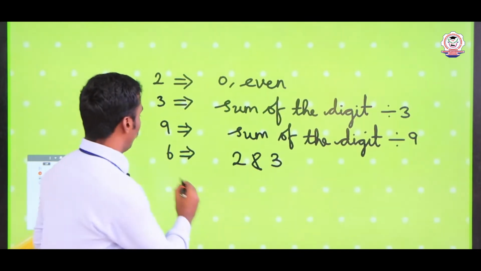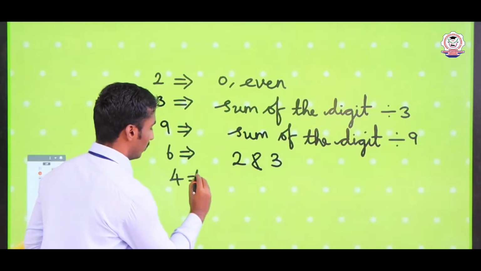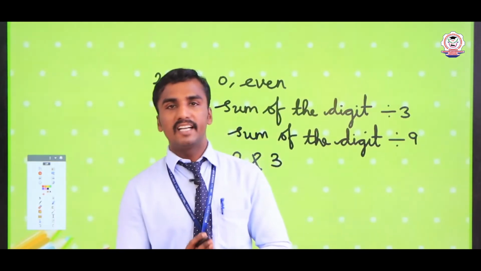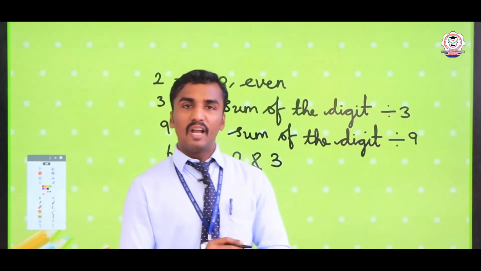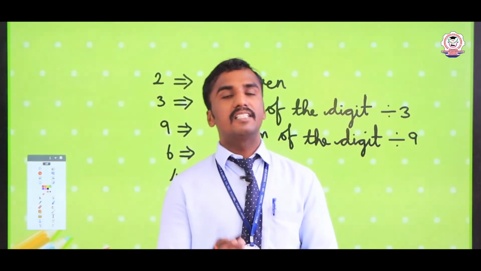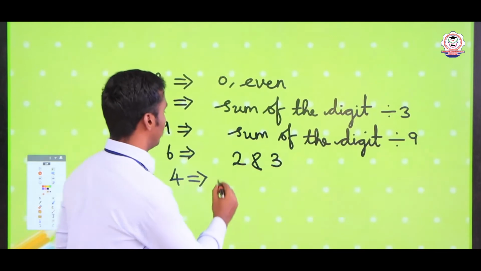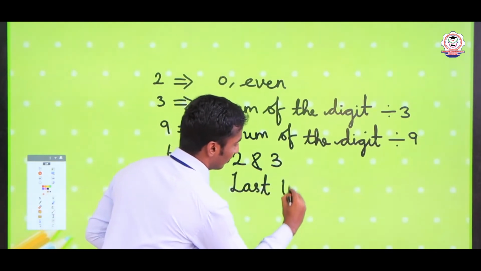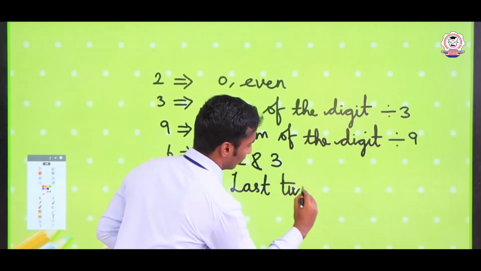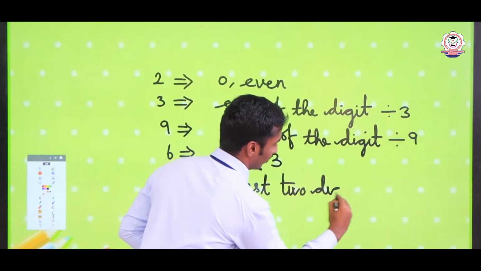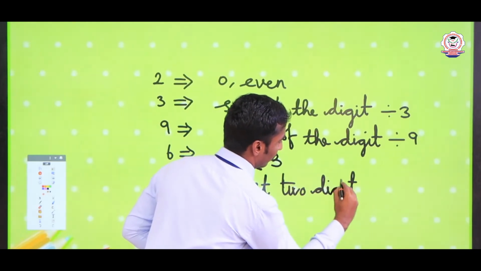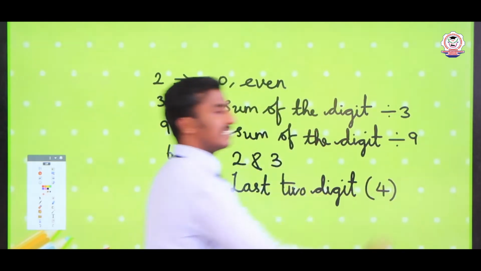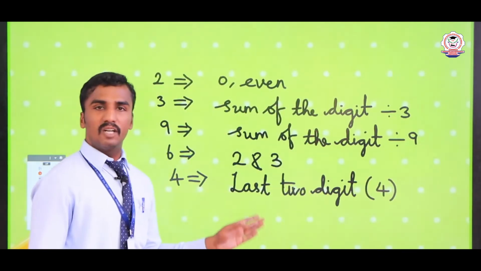Next one, divisible by 4. If the last 2 digits of the number are divisible by 4, then the whole number is also divisible by 4. So this is the divisible by 4 condition: last 2 digits. If the last 2 digits are divisible by 4, then the whole number is also divisible by 4.